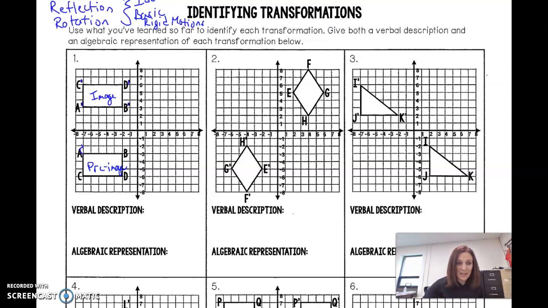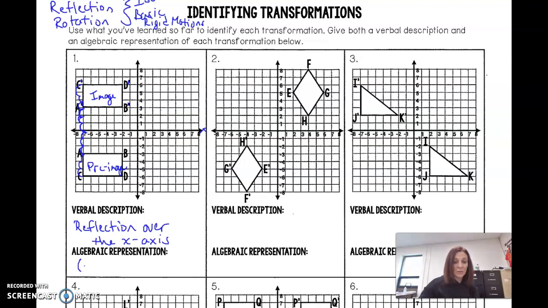Notice that A is 3 units away from the x-axis, and A prime is 3 units away. C is 1, 2, 3, 4, 5, 6 units away. C prime is 1, 2, 3, 4, 5, 6 units away. Okay? So we know this is going to be a reflection. But then we want to be specific: we need a line of reflection, the x-axis. Okay, we're just flipping it over, creating a mirror image over the x-axis.